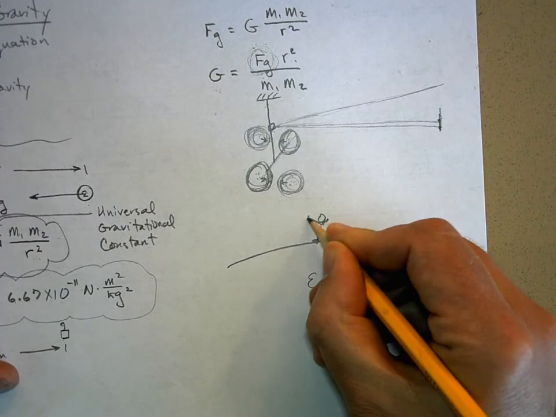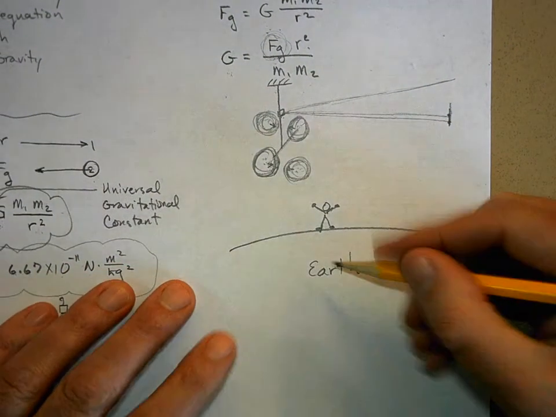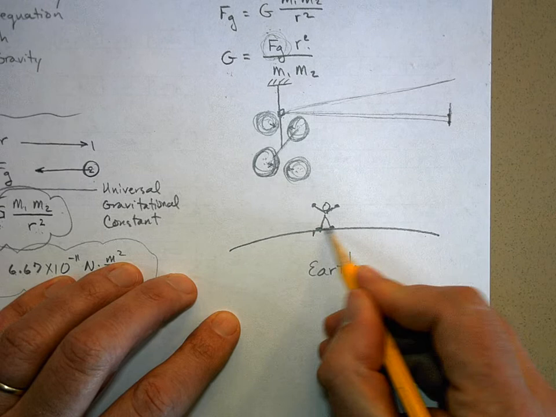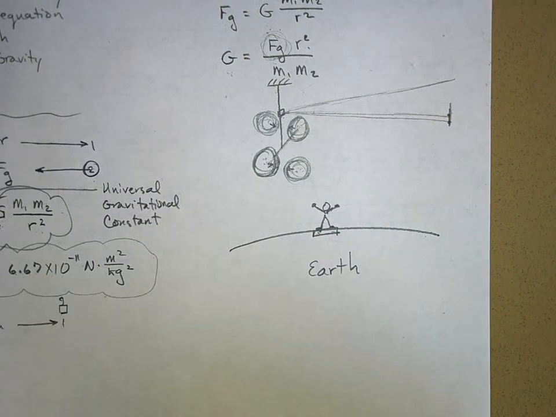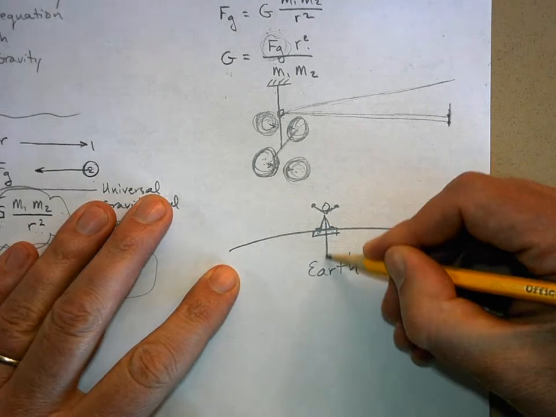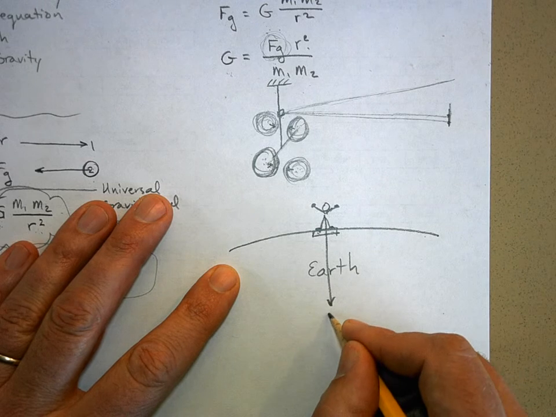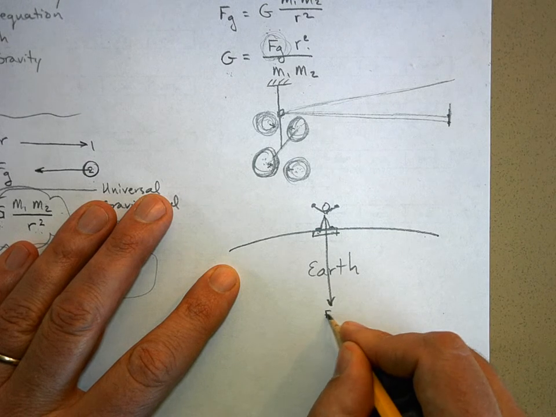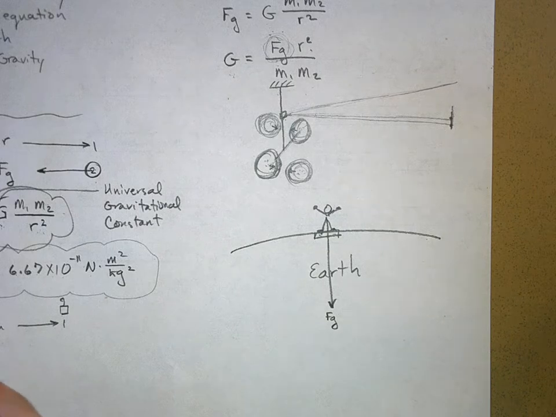Here you are, standing on the Earth's surface. Now, we know if we have you standing on a bathroom scale, we can measure the force of gravity. And that's just your weight in newtons. Okay, that's your force of gravity. So we can measure the force of gravity between you and the Earth quite easily. Just get a bathroom scale.